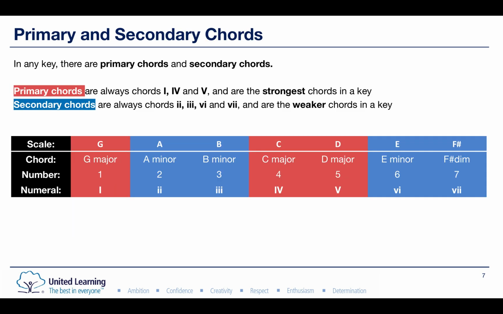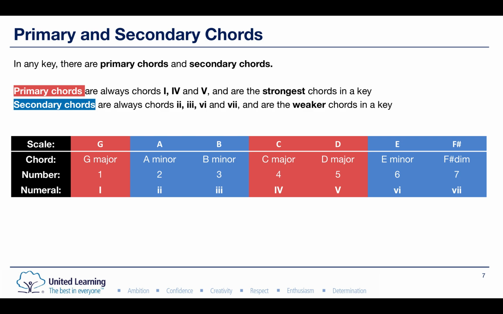So in any key, there are primary chords and secondary chords. Primary chords are chords 1, 4, and 5, and they are the strongest chords in a key. For example, in C major, 1, 4, 5, 1. Secondary chords are always chords 2, 3, 6, and 7, and they are the weaker chords in the key. In the table below, they're the blue ones.